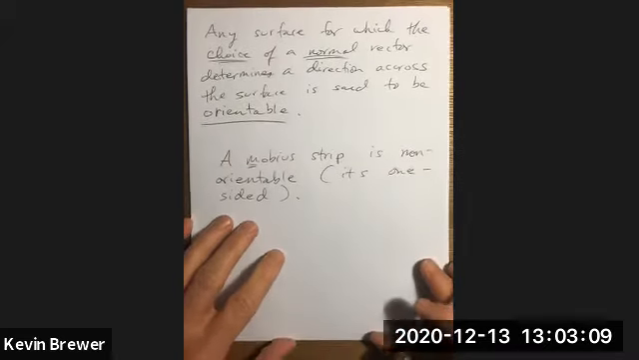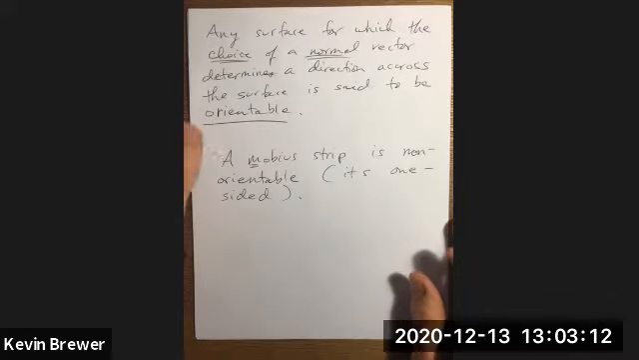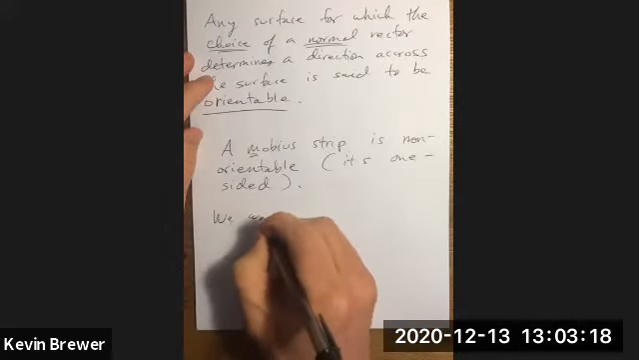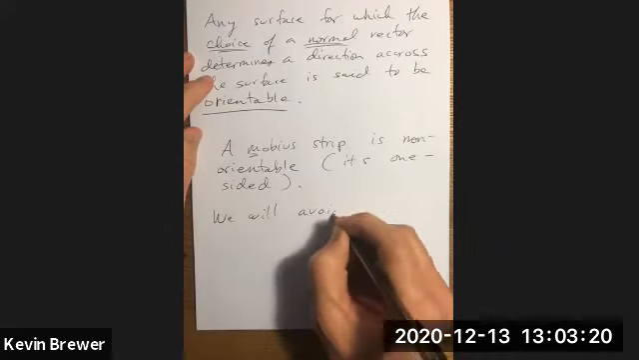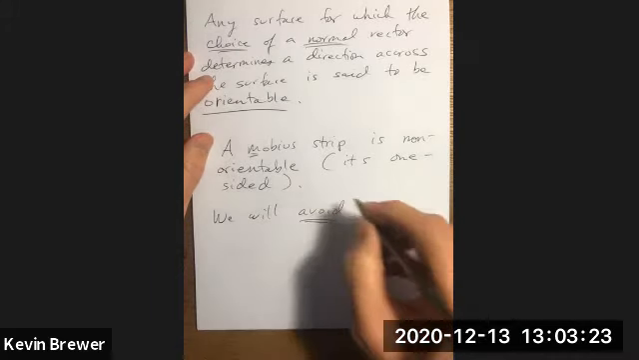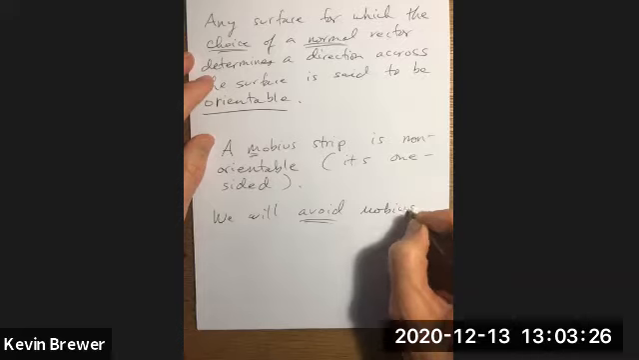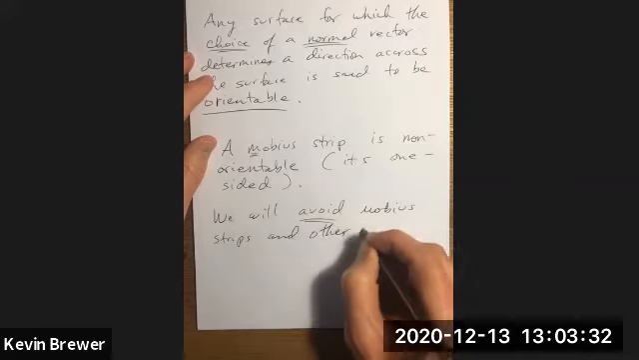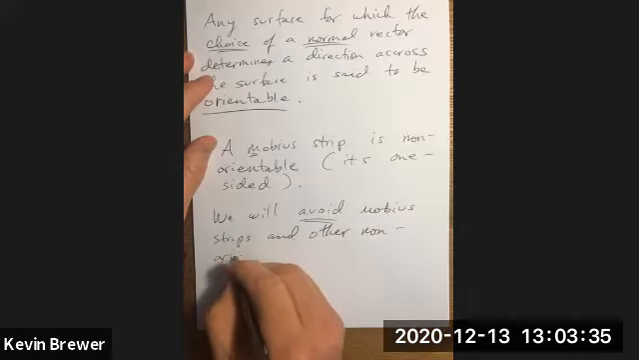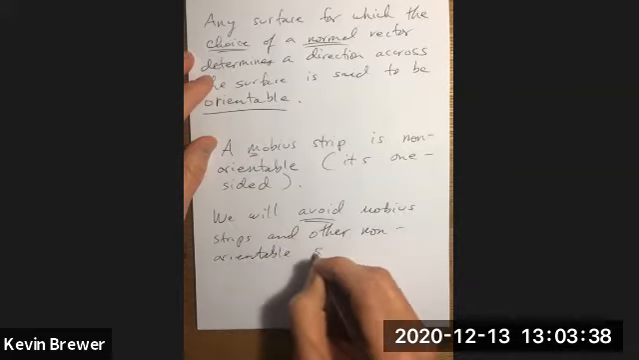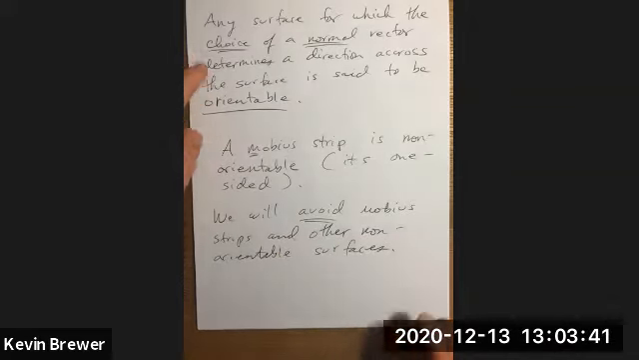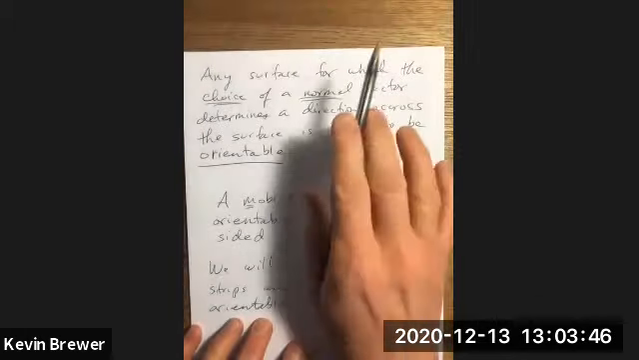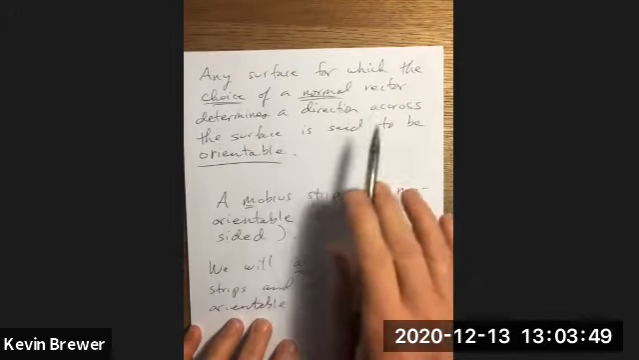So all of this to say, I enjoy talking about stuff like this. You don't have to stress out about it. We will avoid it. In other words, we will not work with Mobius strips and the sort. So every surface that we work with will be orientable. In other words, the choice of a normal vector determines a direction across the surface. Okay.